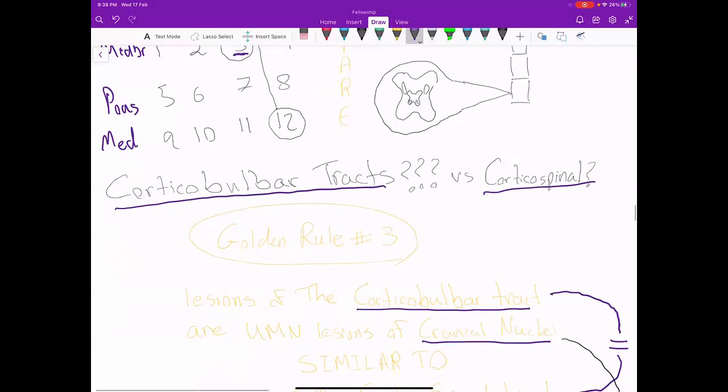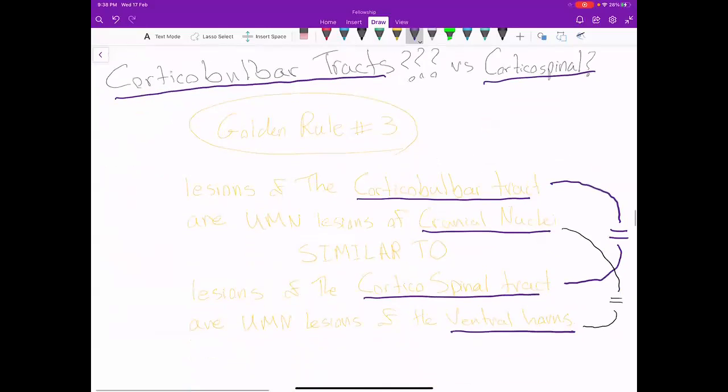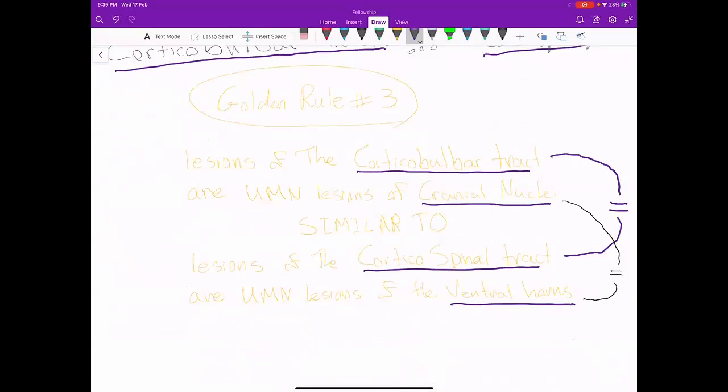Okay, so golden rule number 3, and I'm gonna go back up here in just a second. Golden rule number 3: lesions of the corticobulbar tract. It's the same concept as lesions of the corticospinal tract. The corticobulbar tract lesions are the upper motor neuron lesions of the cranial nuclei, just like the lesions of the corticospinal tract are the upper motor neuron lesions of the ventral horns. So in a nutshell, the corticobulbar tract is pretty much the same exact thing as the corticospinal tract, but it's just in a different location.